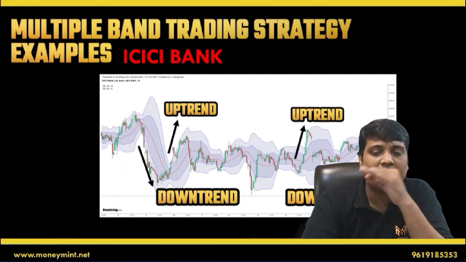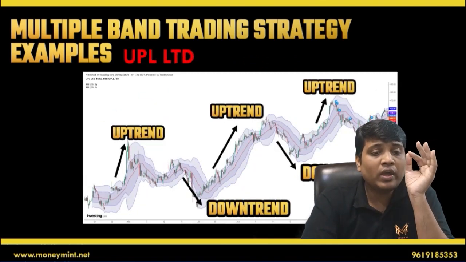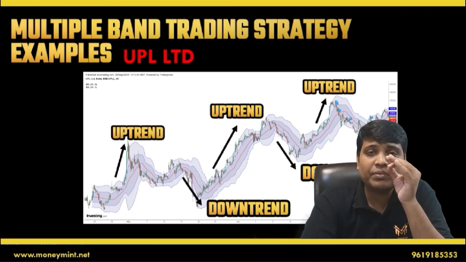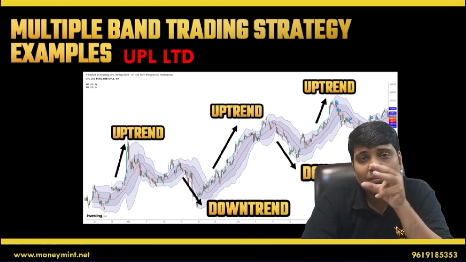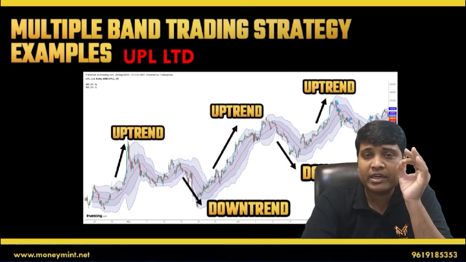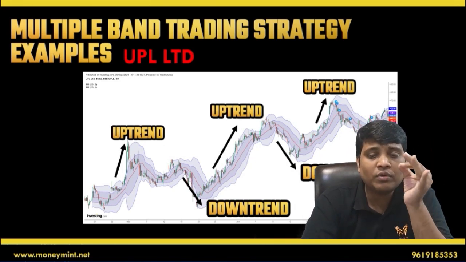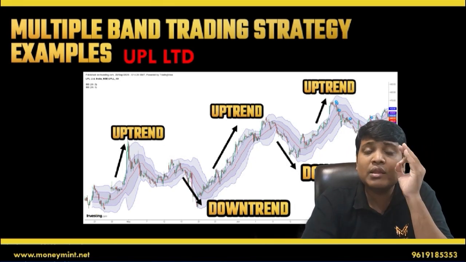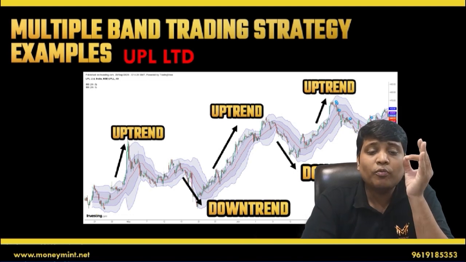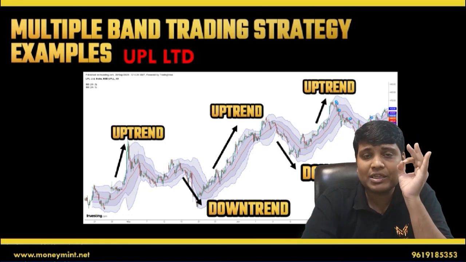ICICI Bank, uptrend, downtrend. So you can take advantage of this uptrend and downtrend in the upper Bollinger Band and you can get the advantage. See the UPL chart, a very beautiful up move has come only when the price was touching the upper Bollinger Band. A very beautiful downward move has come only when it was touching the lower Bollinger Band.